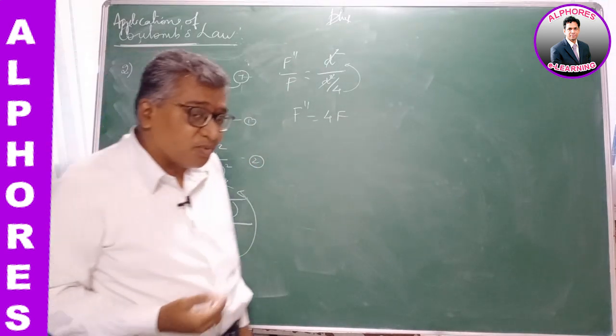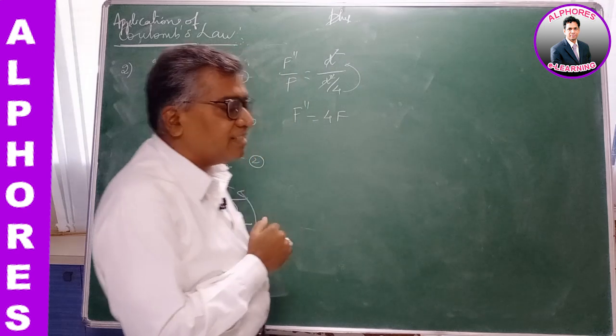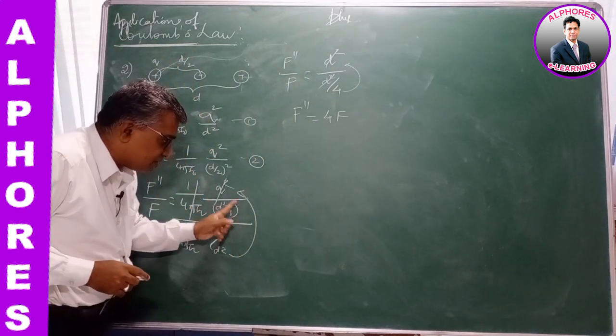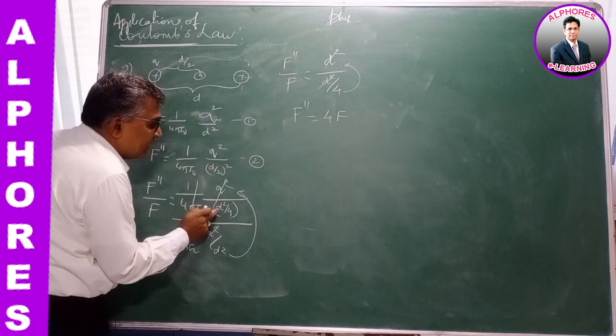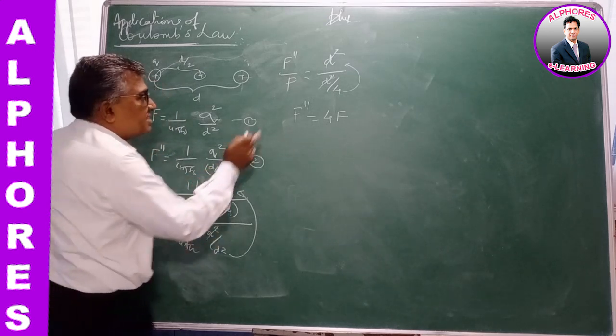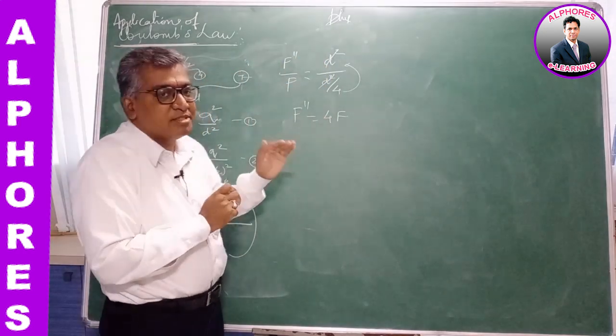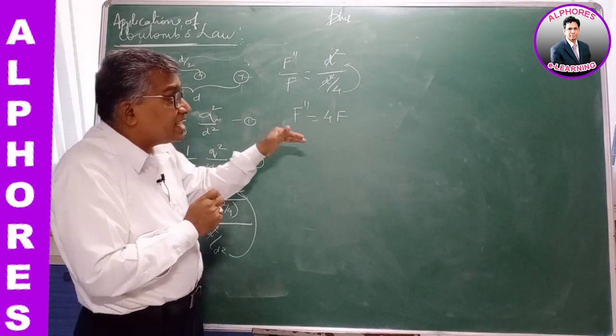Now if he asks you what happens if the distance is made 1/3. If it is made d by 3, then it is d by 3 whole square, d square by 9. Then it is d square by 9, so 9 times. Force becomes 9 times. If the distance is made d by 4, 16 times.